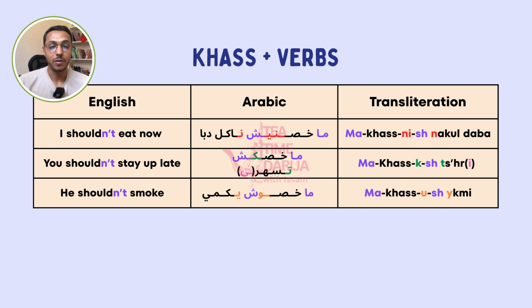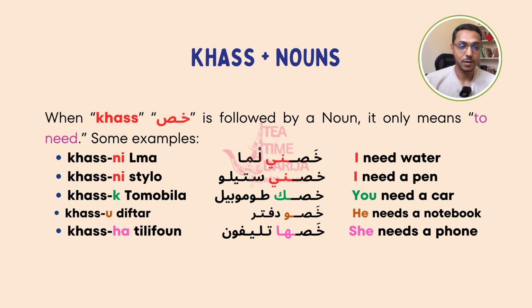Okay? Now, as you can see, when we negate خص, we have ما, and then خص plus the object pronoun خاصني, خاصك, خاصو, etc. And then sh. ما خاصنيش. ما خاصكش. You don't need to. You don't have to. ما خاصوش, etc. Okay? We have seen now how to use خاص plus a verb.